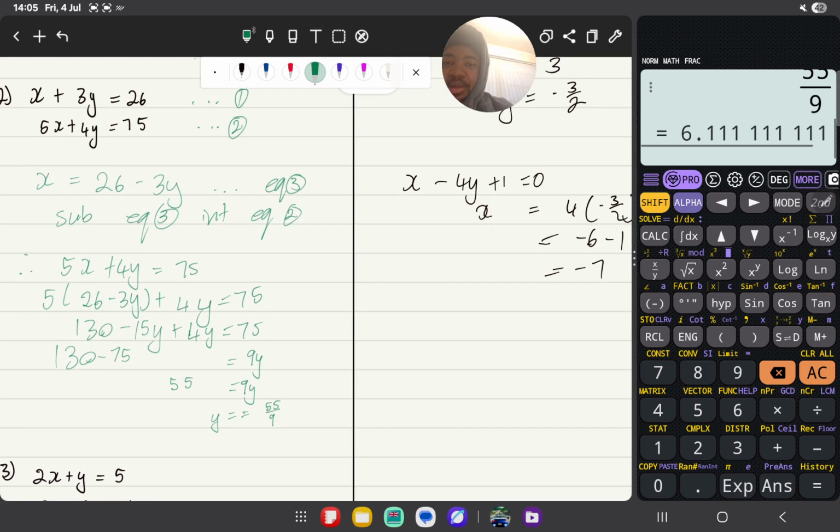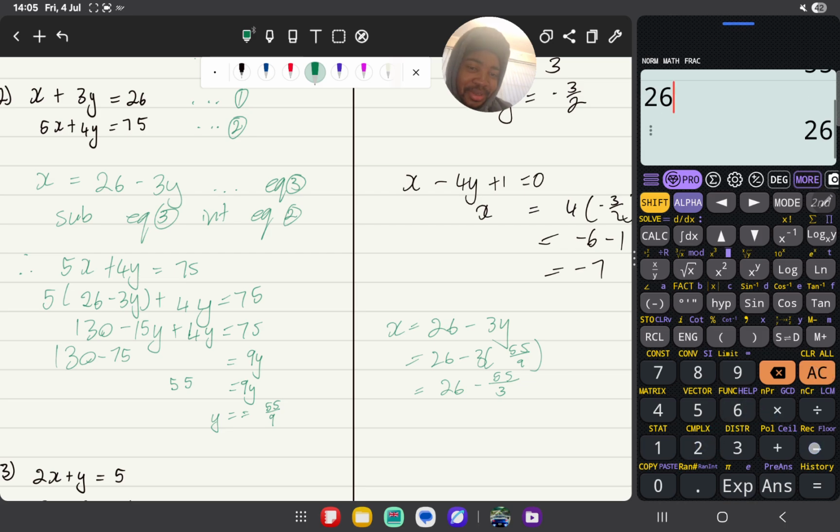Right, then once I have done that, I can solve for my x. x equals 26 minus 3y, then 26 minus 3 into 55 over 9, which is 26 minus 55 over 3. And then that becomes 23 over 3.